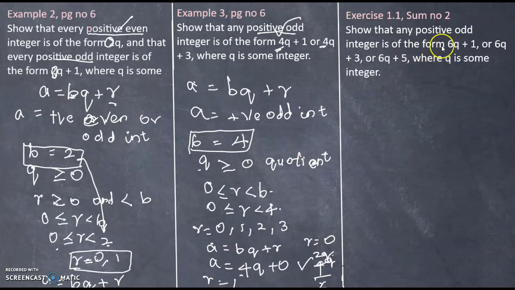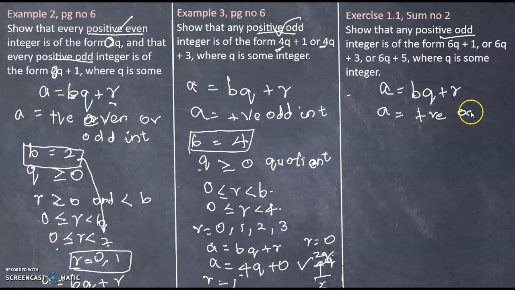So now repeat the same. This is from exercise 1.1, sum number 2. Show that any positive odd integer is of the form 6Q plus 1 or 6Q plus 3 or 6Q plus 5, where Q is some integer. Same, repeat the steps again. Let's start with A equals BQ plus R. So A will be a positive odd integer.